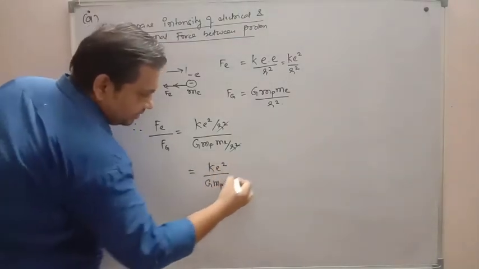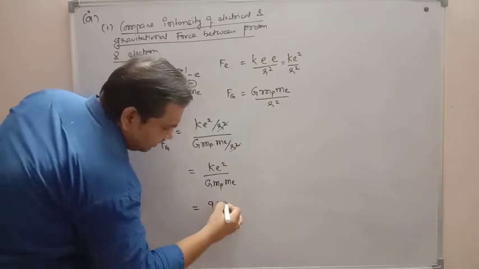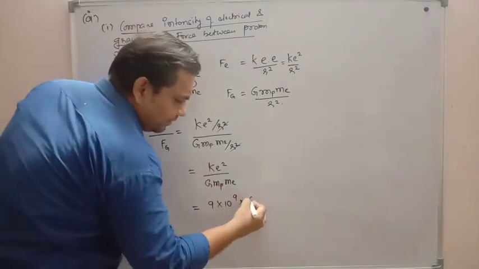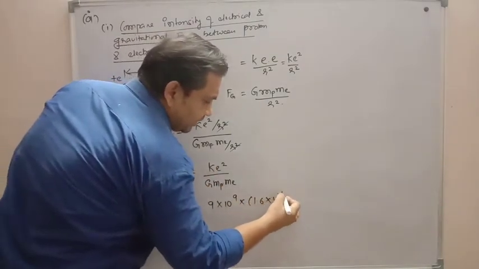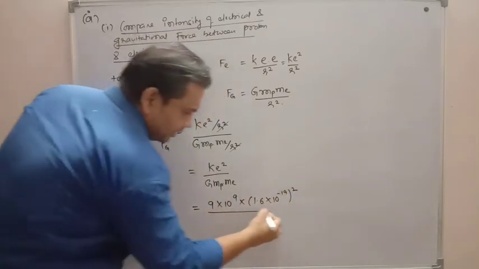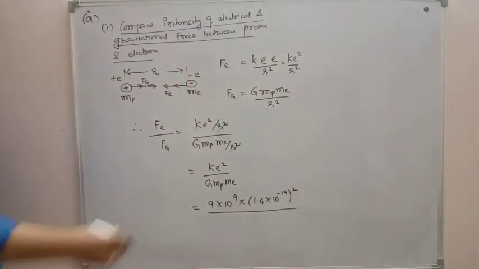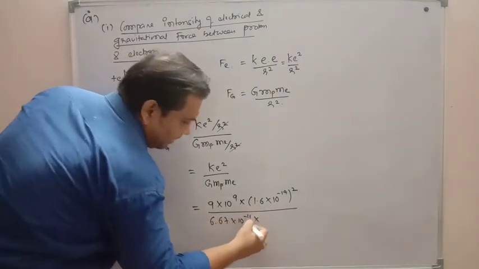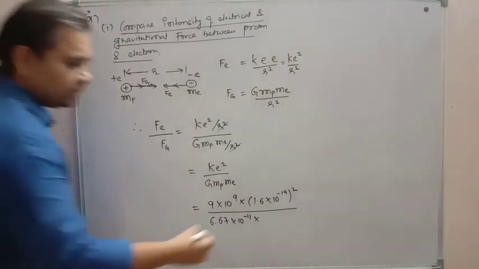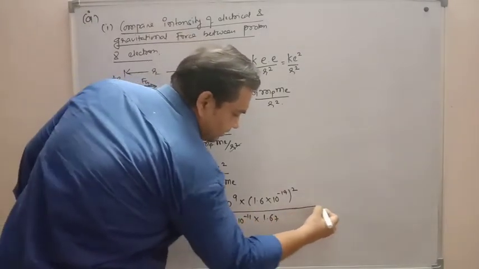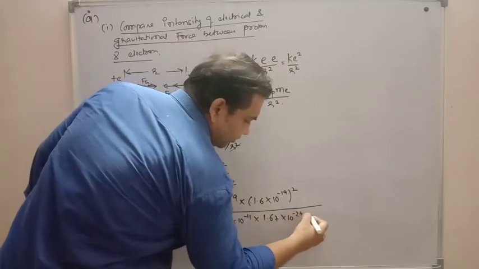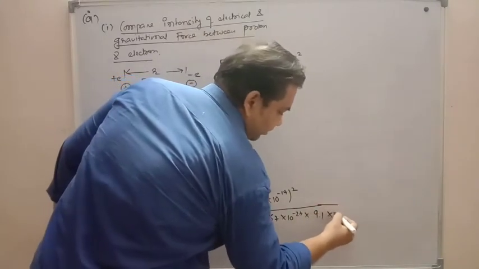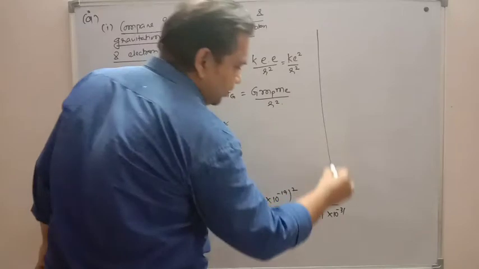Now what is K that we have? It is 9 into 10 power 9. e square is 1.6 into 10 power minus 19, the whole square, divided by G, the universal constant of gravitation, which we all know, 6.67 into 10 power minus 11. Mass of proton is given as 1.67 into 10 power minus 27, and mass of electron is 9.1 into 10 power minus 31.